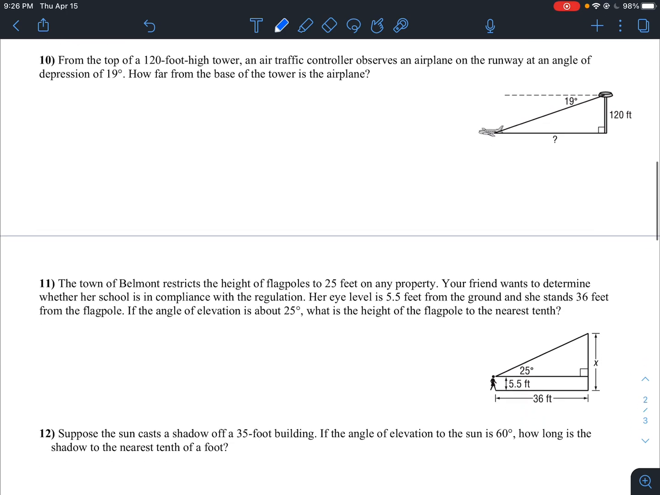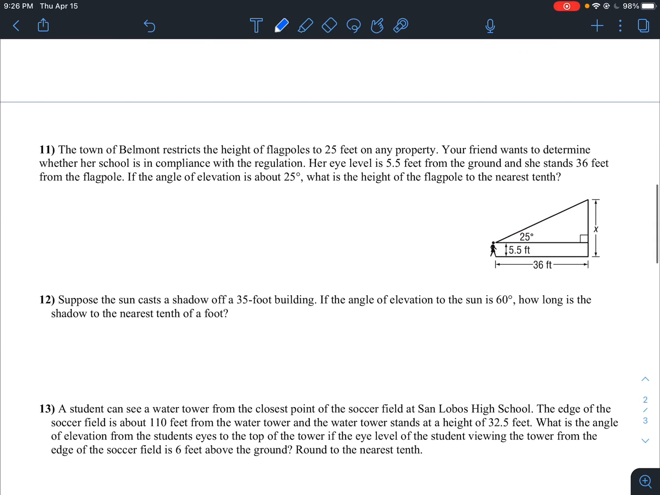I want to look at something like 11. 11 might be more difficult to set up. So the town of Belmont restricts the height of flagpoles to be 25 feet on any property. Your friend wants to determine whether her school is in compliance with the regulation. Her eye level is 5.5 feet from the ground, and she stands 36 feet from the flagpole. If the angle of elevation is 25 degrees, what is the height of the flagpole?